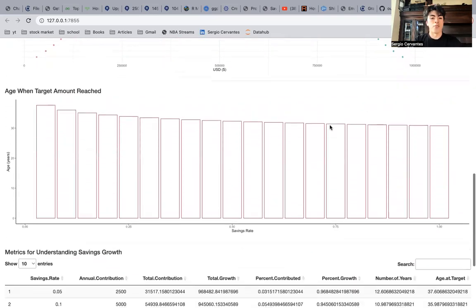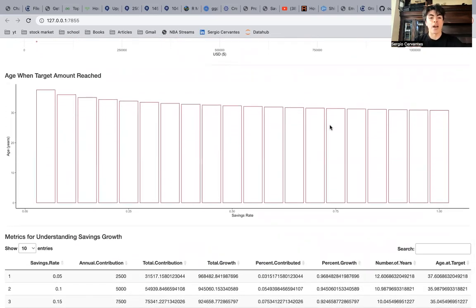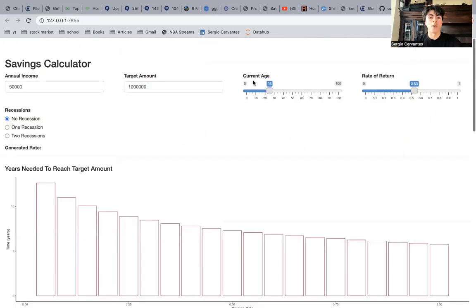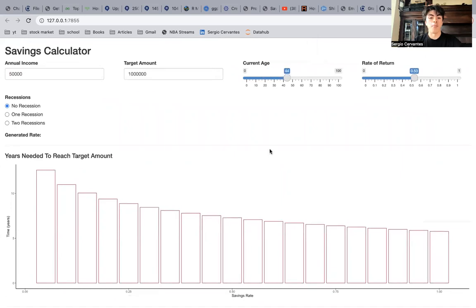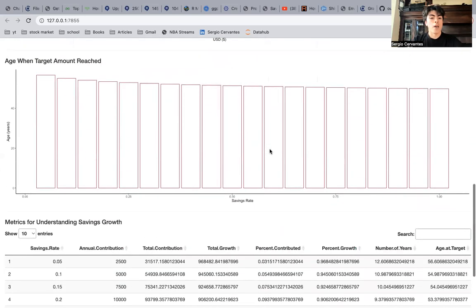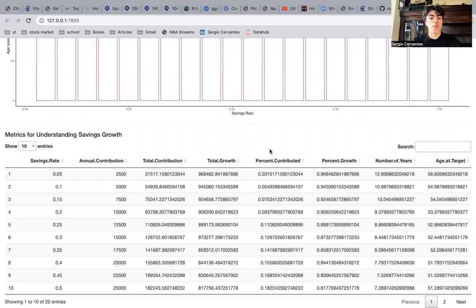This graph is sort of similar to the graph I showed before, except now it adds the y-axis to the current age, so you have an idea of how old someone will be by the time they reach their target amount. Finally, this table is sort of a full overview of the metrics and how they interact.